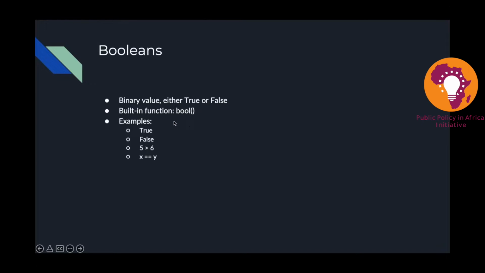So examples of this can be true and false, obviously, but then we have 5 greater than 6. This is what we call a Boolean expression. I will also be showing you examples of these later on, but for now you can know that 5 greater than 6 is false. So this will have the value false. And x equal to y basically checks if x and y have the same value. We will get to this as well. But if x and y have the same value, it'll be true, otherwise false.